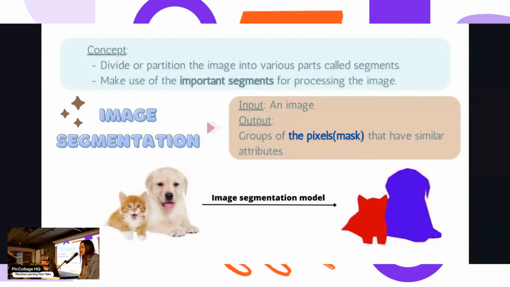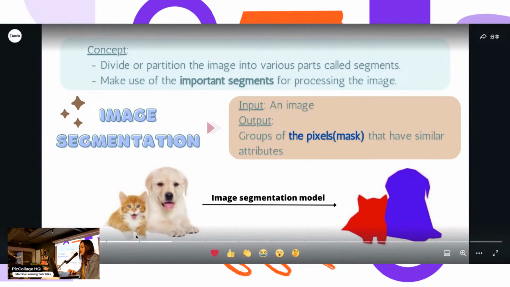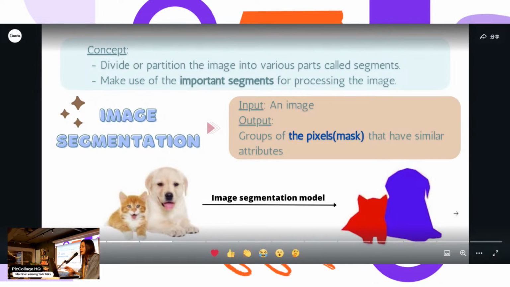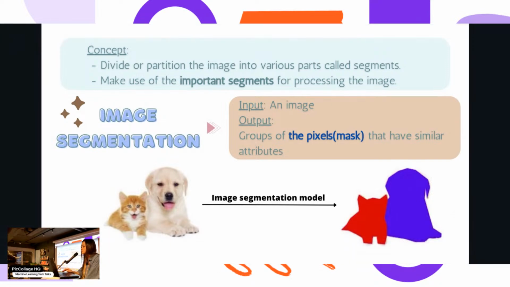So we need to do some image segmentation. So what is segments? It means we need to divide or partition the image into various parts. So the various parts will be segments. And an image segmentation model can group the pixels that have similar attributes. So for example, here we have a dog and a cat. After the image segmentation model, we can group the pixels of the cat and also the pixels of the dog. But it cannot know what the object is. It can only locate the pixels.